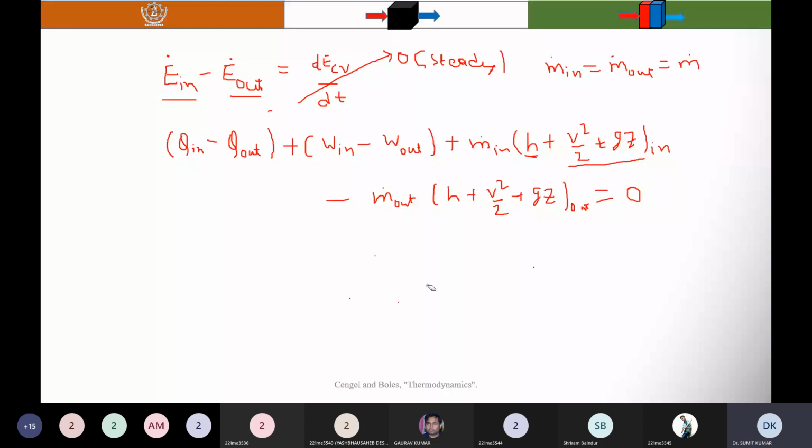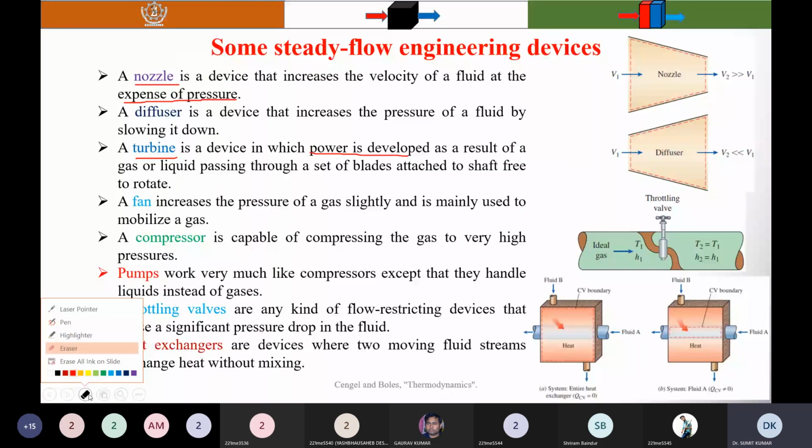Compressor, pump, and fan. You know that a fan increases the pressure of a gas slightly and is mainly used to mobilize a gas. The compressor is capable of compressing the gas to a very high pressure, and a pump works very much like a compressor except that it handles liquid instead of gas. So when you are handling a gas and you want to increase the pressure, you can use the compressor. If you are using liquids, then you can use the pump. And a fan is just used to mobilize the gas.